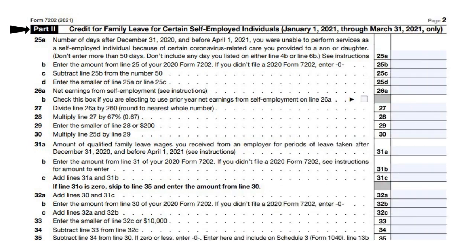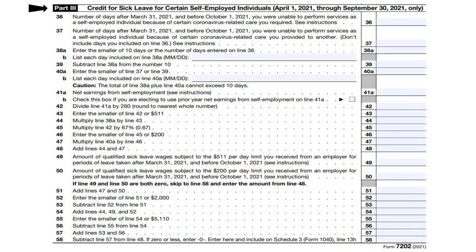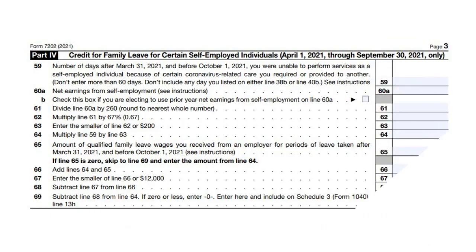And part 2 is pretty straightforward also in terms of credit for family leave for certain self-employed individuals. So part 2, 25A all the way to 35. You can see this on the screen here. And part 3, as you probably could see, is credit for sick leave for certain self-employed individuals. And here we are speaking about April 1st, 2021 through September 30th, 2021. So again, line 36 all the way to 58. So bottom line here is that things are pretty straightforward.